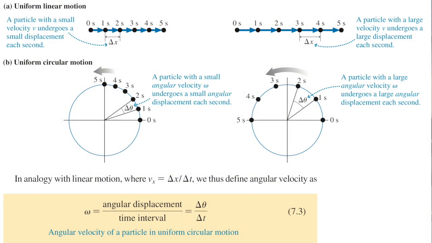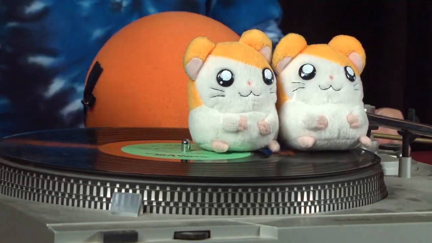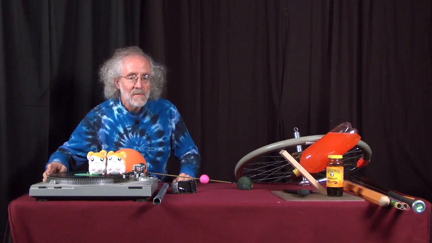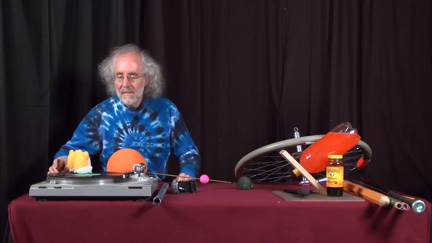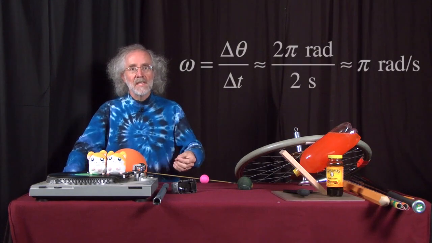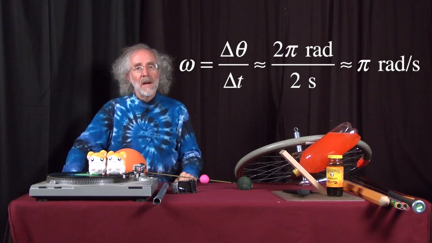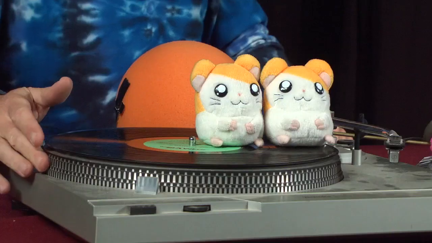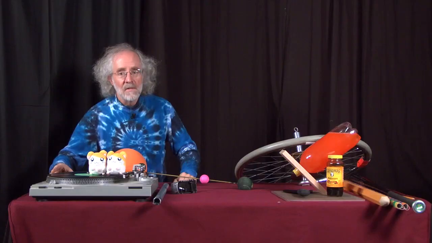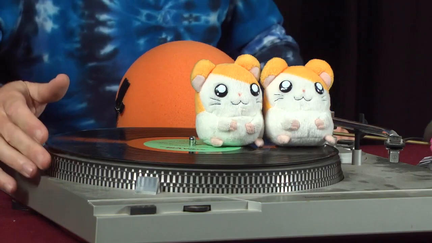So let's think about this. As the hamsters go one time around the circle, the angle that they sweep through goes through 2 pi. We use radians in this chapter. So they go through an angle of 2 pi, and they do it in a time of approximately 2 seconds. And so their angular velocity is approximately 2 pi radians divided by 2 seconds, or about pi radians every second. Pi radians is 1/2 a circle, so it does 1/2 a circle every second. And that's an angular velocity because it's the number of radians, the amount of angle that's swept out per second.